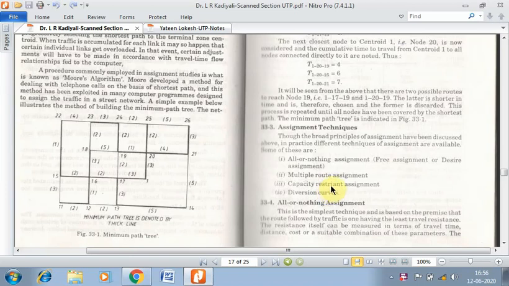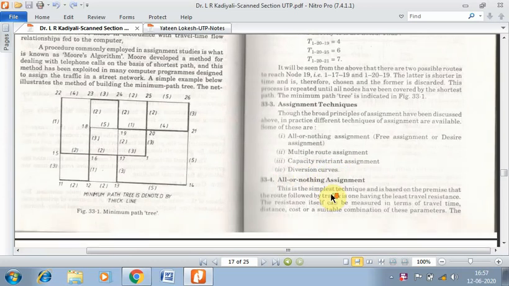So in this video we shall be discussing the various assignment techniques that the transportation planners have been using. There are basically four different popular assignment techniques. The first one is the all or nothing assignment technique, which is also known as free assignment or desire assignment technique. The second one is the multiple route assignment technique. Third is the capacity restraint assignment technique, and the fourth one is the diversion curve technique, or you have the diversion curves to do the assignment process.